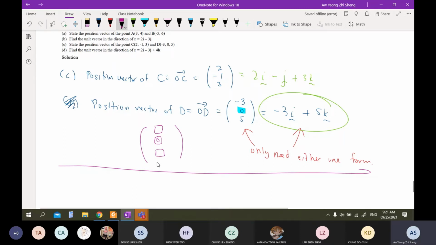In the vertical bracket form, you cannot leave the number blank. So if it is a 0 coefficient, it is a must to fill in a 0 there. Okay.